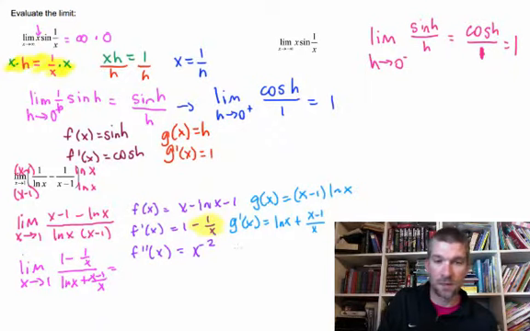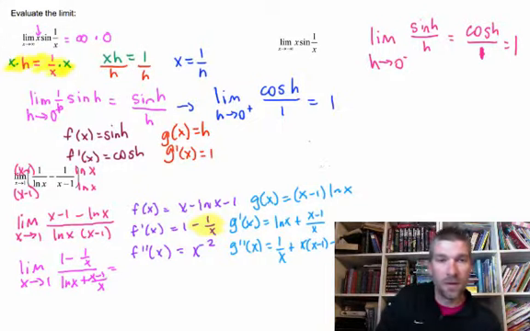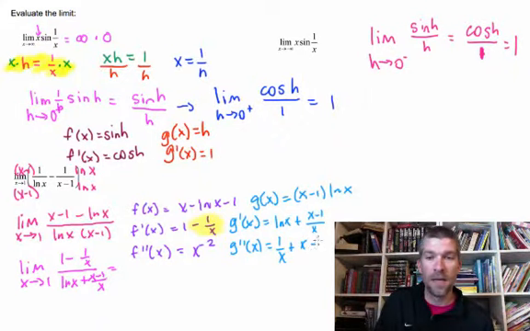Now g prime of x, so g double prime. The derivative of the natural log is 1 over x, and then I've got x minus 1 over x. I can use the quotient rule, or I can rewrite x to the negative 1 and use the product rule. I'm just going to go with low d high minus high d low over low low, so low d high, which is 1, minus high d low, which is 1, over low squared. So it looks like this.